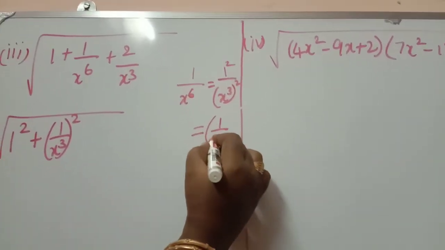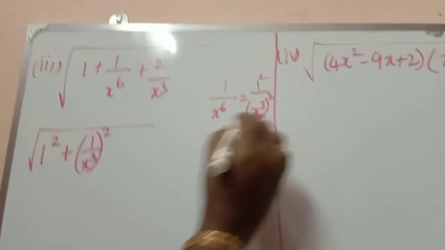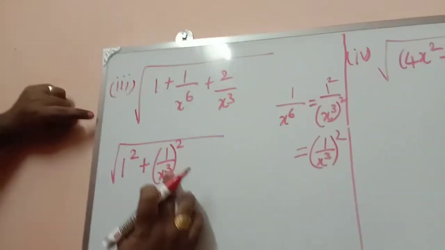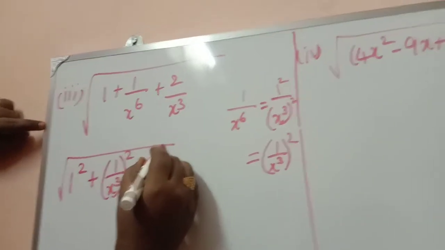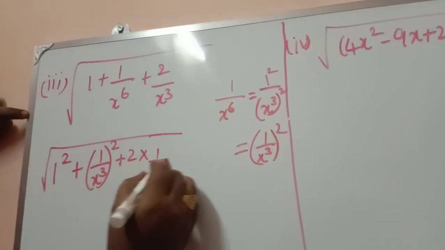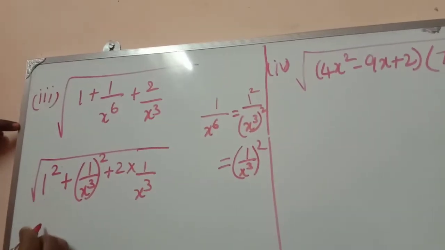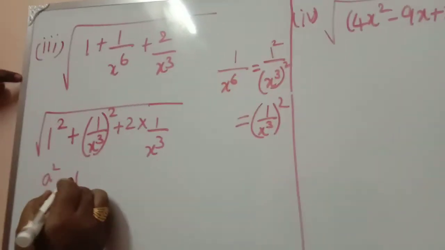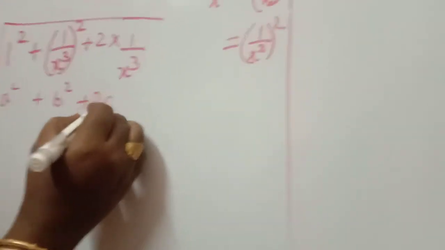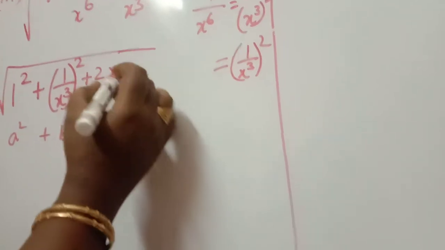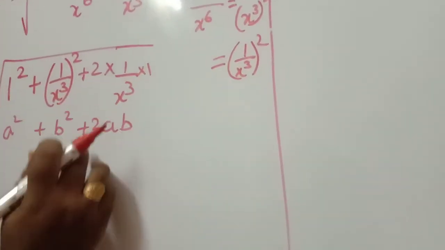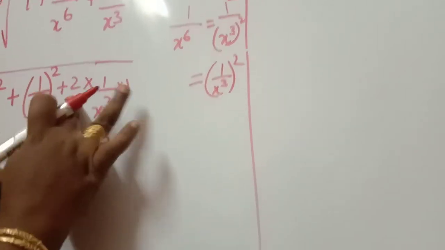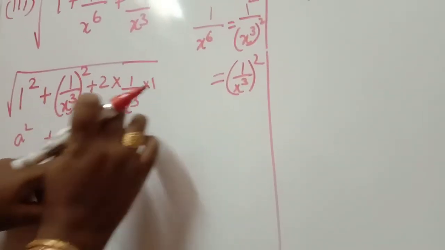So this we can write 1 by x cube the whole square. So this 1 by x power 6, I am writing 1 by x cube the whole square plus 2 into 1 by x cube. Now it is in the form of a square plus b square plus 2ab. 2 into a, nothing is there, that is 1. b is 1 by x cube. 2 into, instead of a, 1 is there, instead of b, 1 by x cube is there.